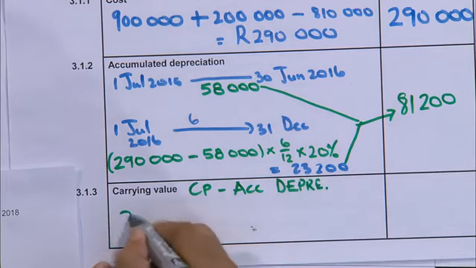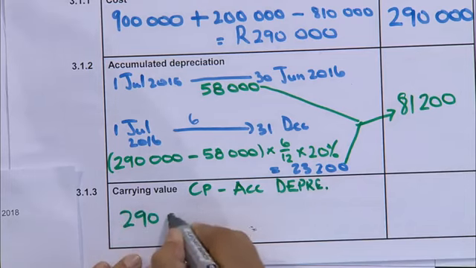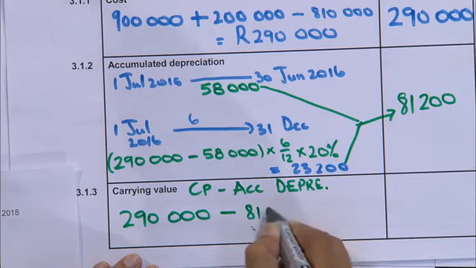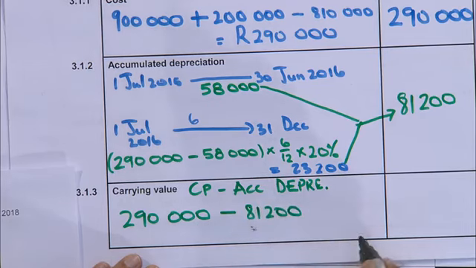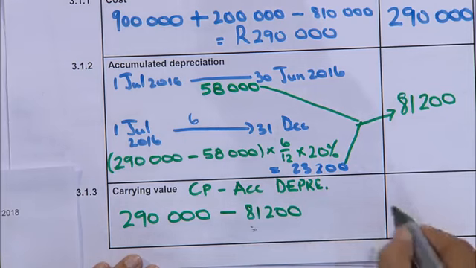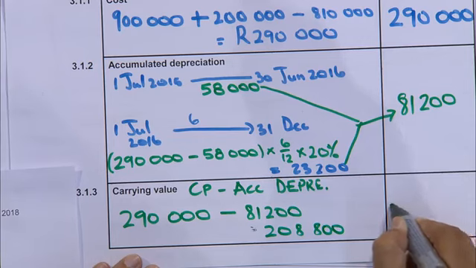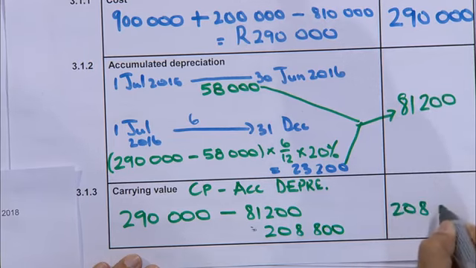Cost price is 290,000 minus the 81,200 of the previous answer. Then we're going to get 208,800.